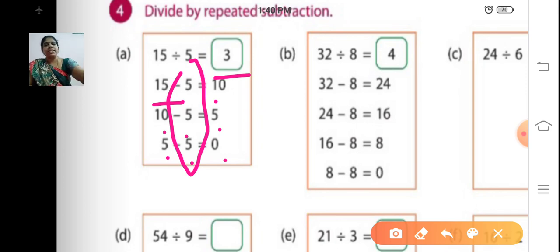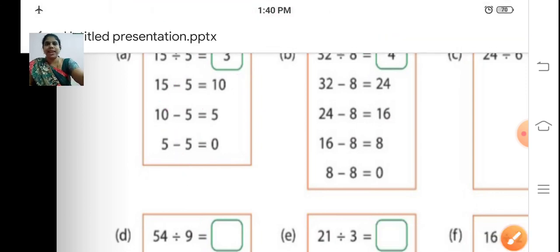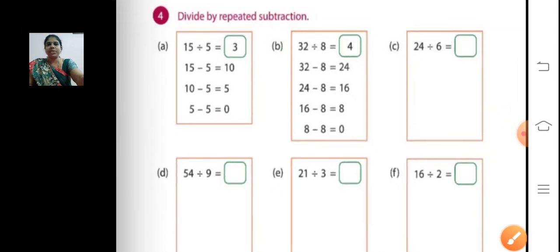Remaining sums, just practice the sums on a number line. Remaining sums we'll do in the next class.